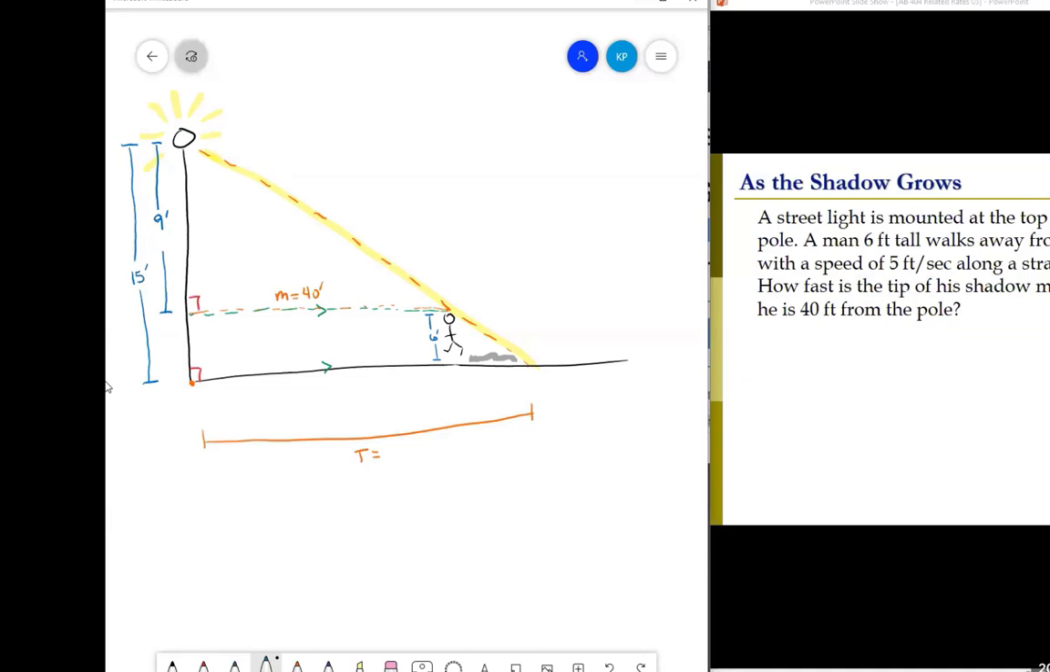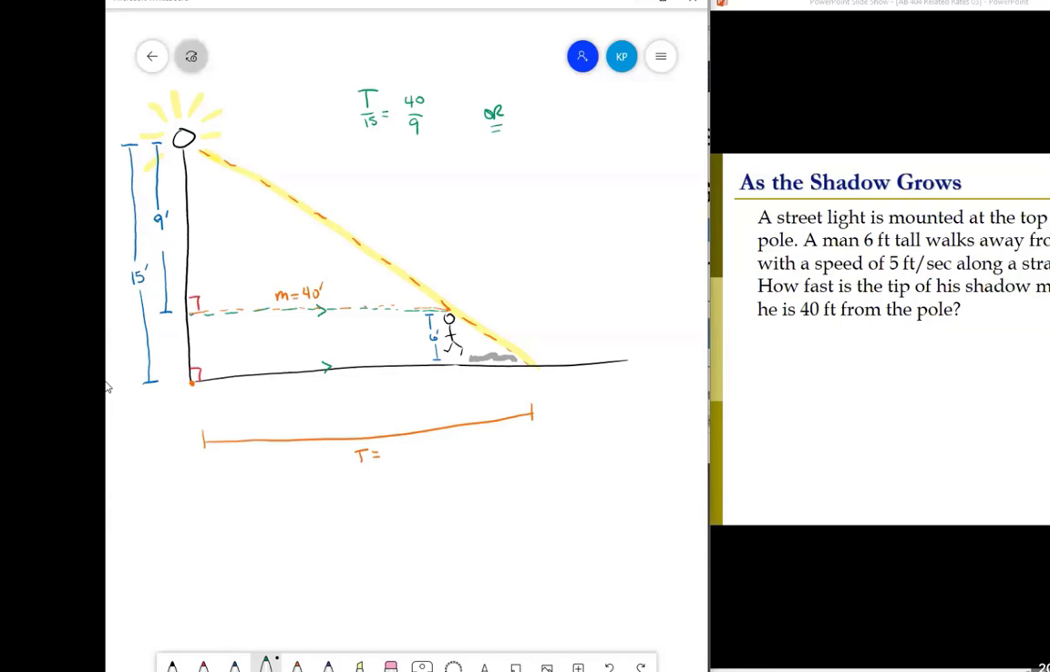There are two ways you could set up your proportion. You could say that T is to 15. So this bottom leg of the big triangle is to the left leg of the big triangle, as the bottom side of the small triangle is to the left side of the small triangle. You could say T to 15 is 40 to 9, or you could set it up this way.